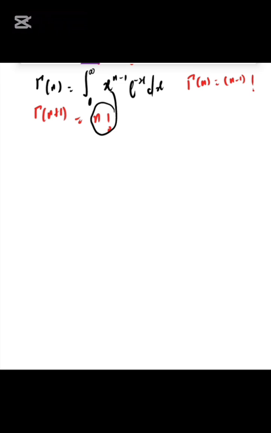Now let's test for some integers n. Let's start with gamma of 1. So let's say you want to find gamma of 1. This will be equal to the integral from 0 to infinity of x raised to the power of 1 minus 1 times exponential negative x dx. And this is going to give you the integral from 0 to infinity of exponential negative x dx.